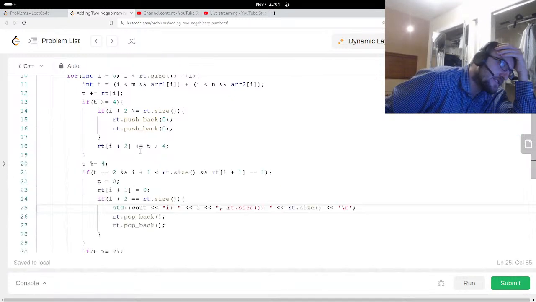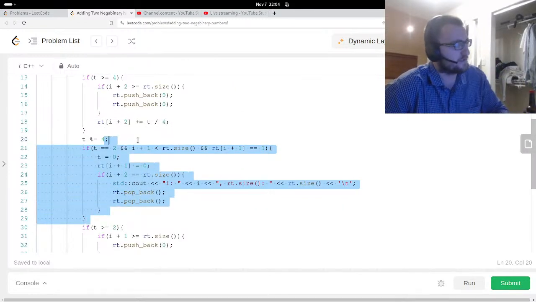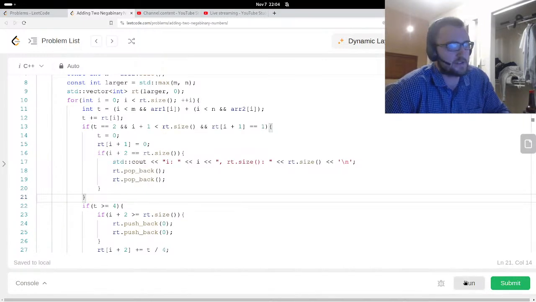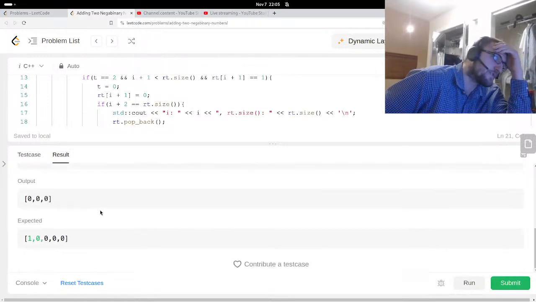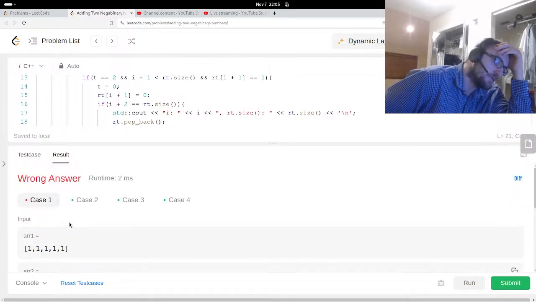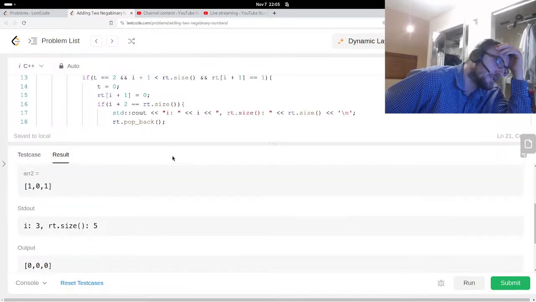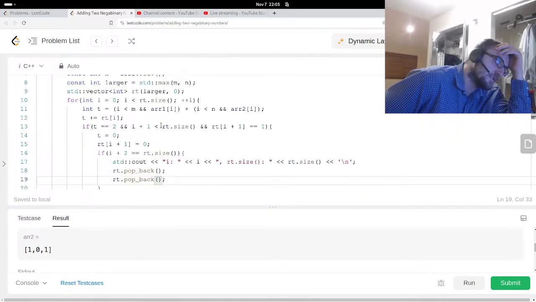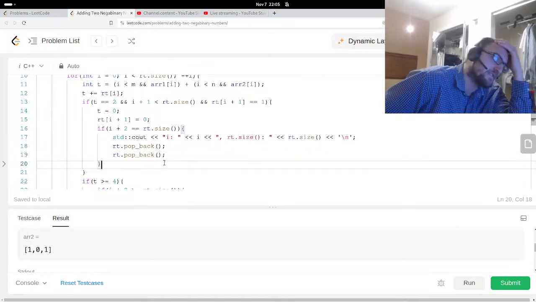I think this goes first. That's the idea. Nope. When I is 3, the size is 5. 0, 1, 2, 3 is 4 and 5. I don't know. This is so frustrating.